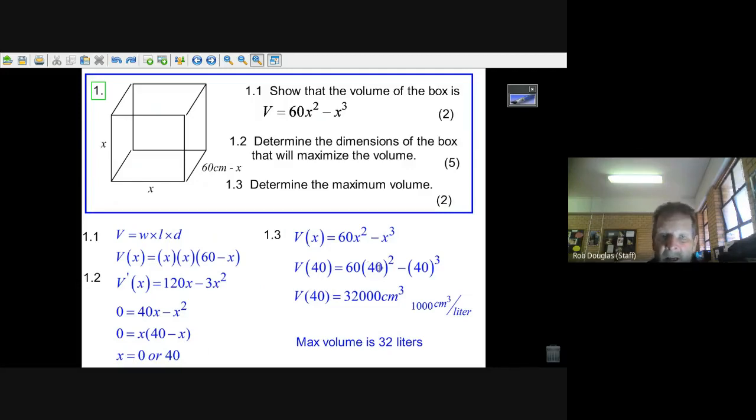40 centimeters is the width and the height of this box here, or the width and the length, I guess you could call it, if this is the depth. That's what x has to be. And then the question is: determine the maximum volume. So you take this 40 and put it into the formula, and you press the buttons on your calculator, and you get 32,000 cubic centimeters. 1,000 cc's is a liter, so it must be 32 liters is the maximum volume that you can get.